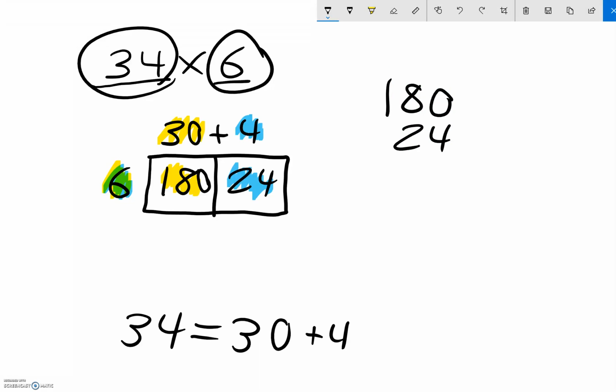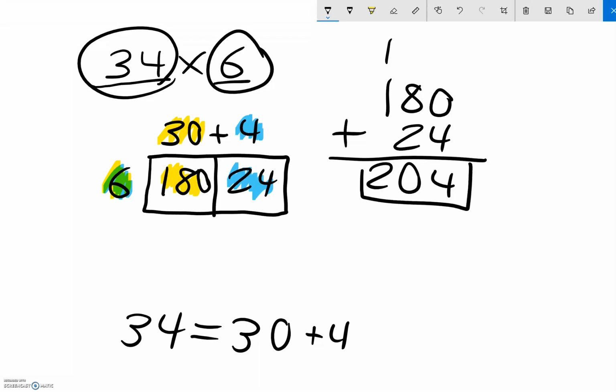So 180 plus 24. 0 plus 4 is 4. Do it with me. 8 plus 2 is 10. 1 plus 1 is 2. Okay, so my answer is 204. And that's my answer to 34 times 6.